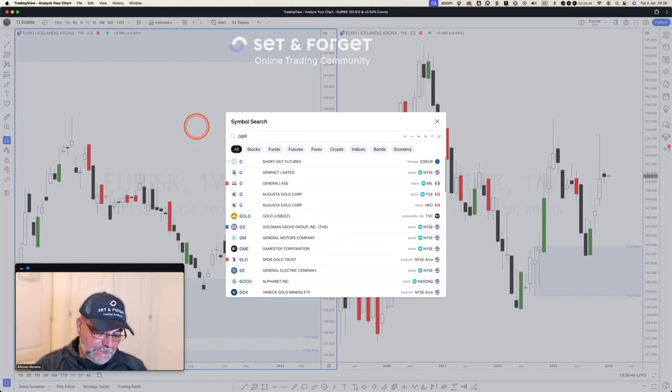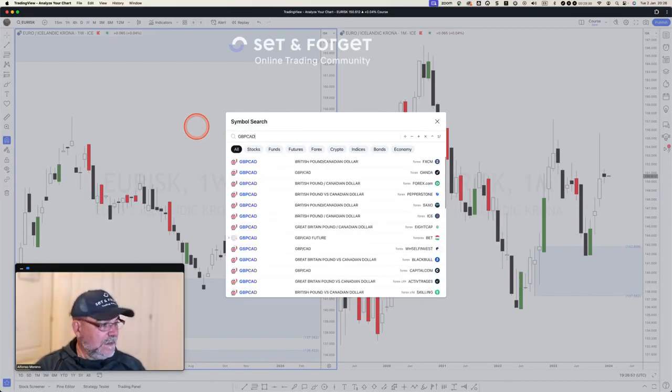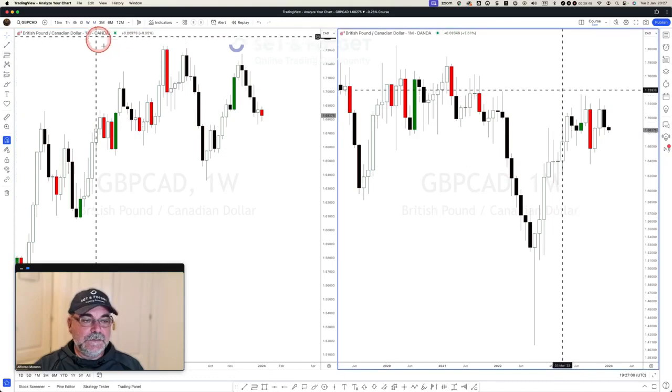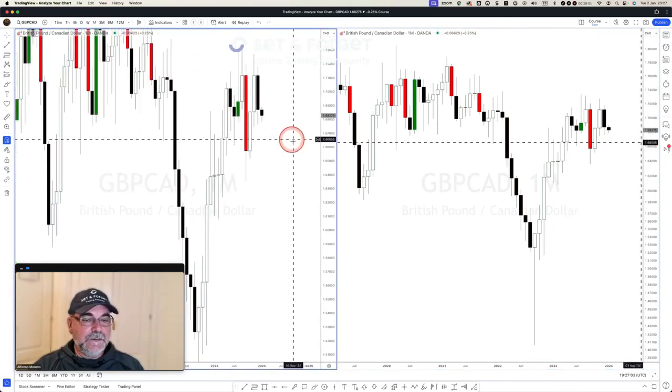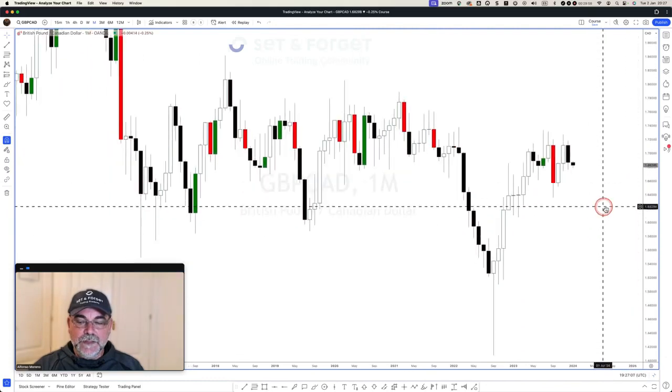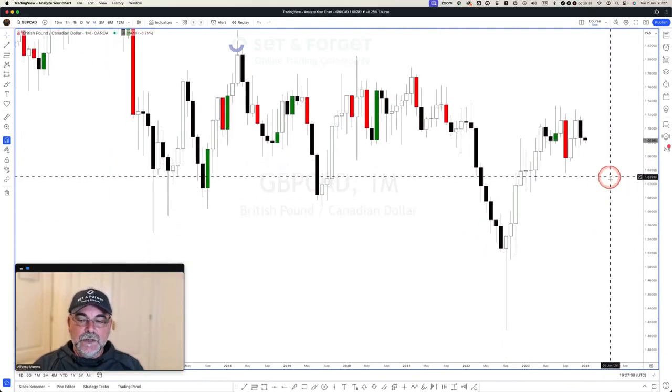Let's take a look at another Forex cross pair on the list. Okay, the pound Canadian dollar. So on the pound Canadian dollar, this is what we have. Let me do this. So look at this.